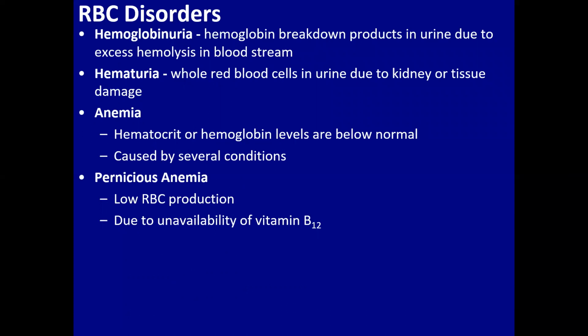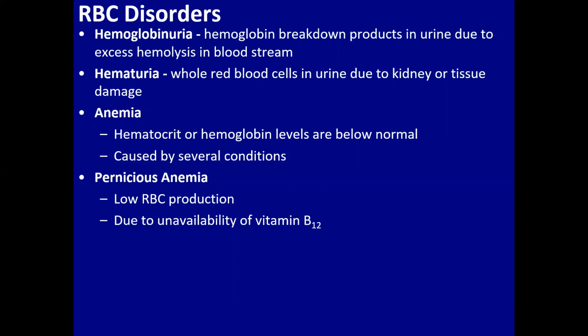If you are not in homeostasis, you may have hemoglobinuria. This is the breakdown of hemoglobin products in your urine because you had excess hemolysis in your bloodstream. Hematuria is when you have whole red blood cells in your urine. If you've ever had a urinary tract infection or a kidney infection, then you may have had blood in your urine, and that was whole blood cells.